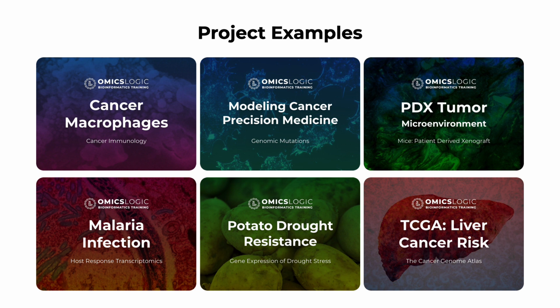For example, cancer macrophages, modeling cancer precision medicine, the tumor microenvironment, malaria infection, potato drought resistance, and the liver cancer, and the Cancer Genome Atlas for liver cancer risk.